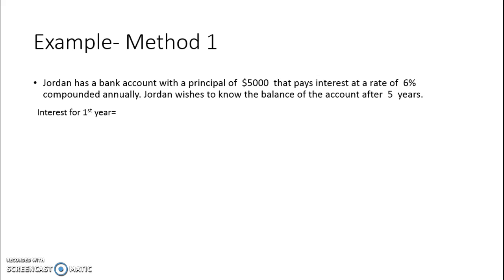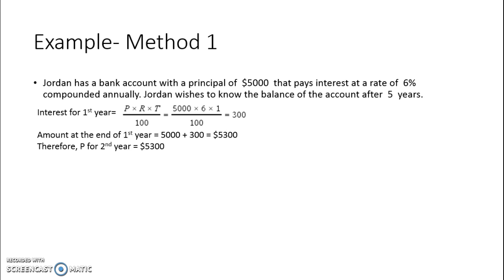Now, if we go back and use the simple interest formula, what we've been using so far, this is how it would look. First year, the principal is $5,000, rate of interest is 6%, and time period is 1 because we're only doing it for just the first year. So the interest we earn is $300. Therefore, at the end of the first year, Jordan should have the principal amount, which is $5,000, plus the interest. So it would give him $5,300 at the end of the first year.